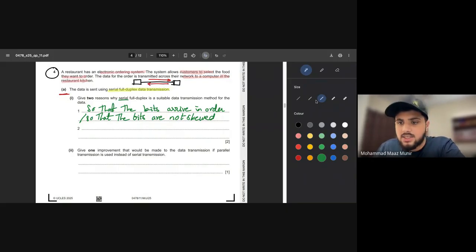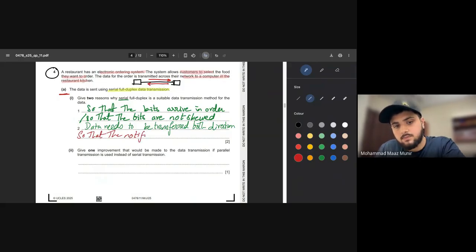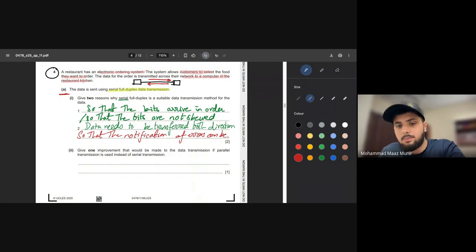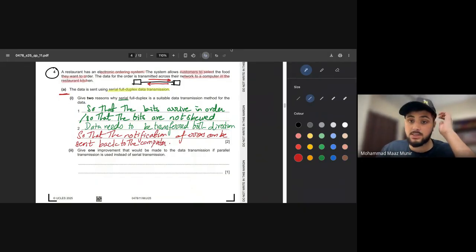One point I can write is that data needs to be transferred in both directions. But the point I would recommend is that you talk about errors. What will the error point be? A notification, so that if any notification of error comes, it can be sent between both computers. So you can say that the notification of errors can be sent back to the computer. And this is a valid reason why you might be willing to have a full duplex transmission method.